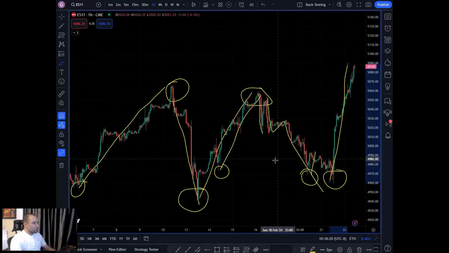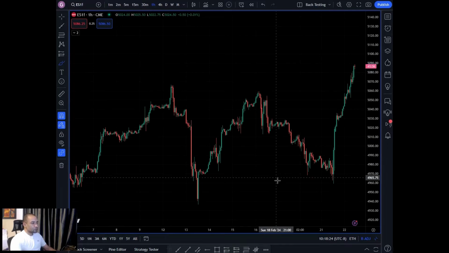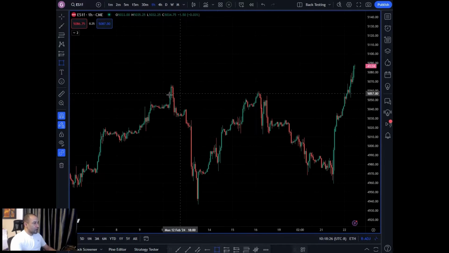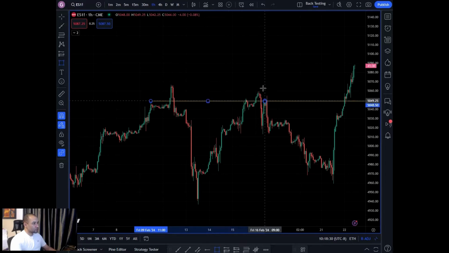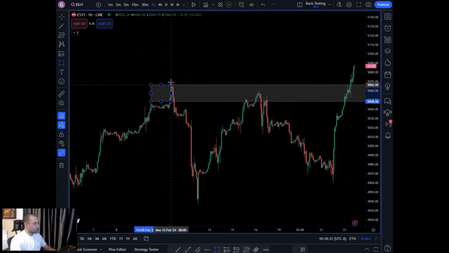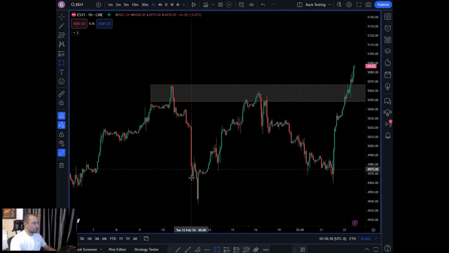So what I'm going to do now, get rid of all these drawings, is I'm just going to find a couple of points and I'm going to draw a big zone that captures this area up here and this area down here.